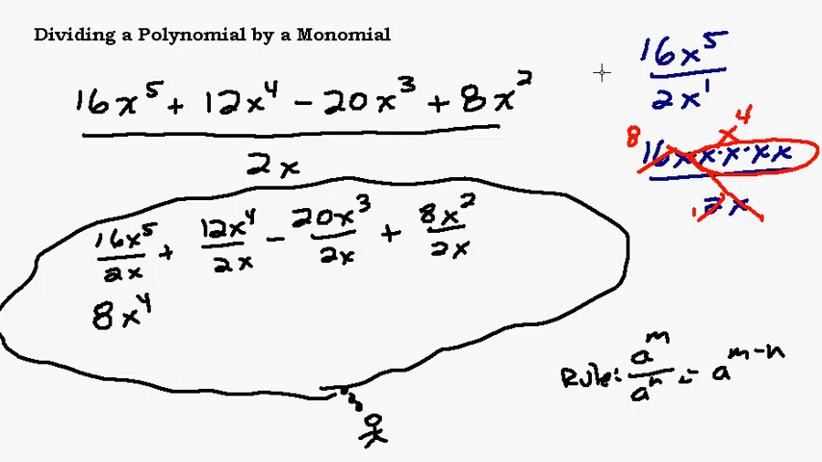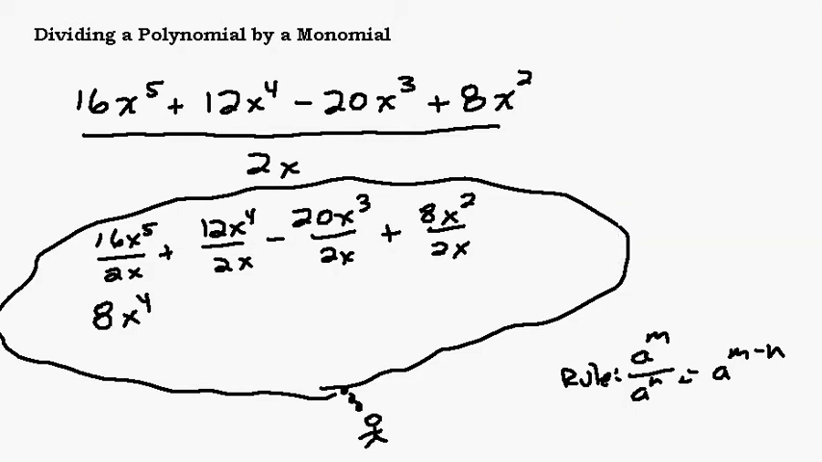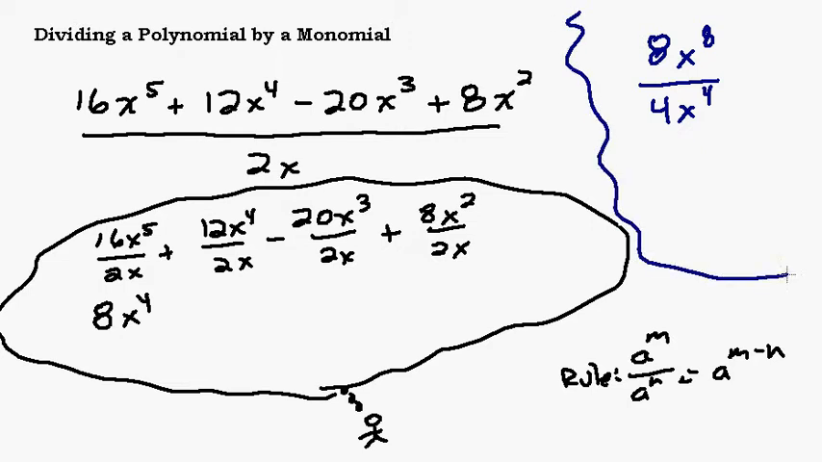Let me erase this and show you a quick example that has nothing to do with the problem that we're doing, but highlights when to use this rule. You want to be careful. Let's say you had something like 8x to the 8th over 4x to the 4th. This doesn't have anything to do with the problem we're doing, okay? I just made this up. This is totally separate from what we're doing, but I just want to highlight here.